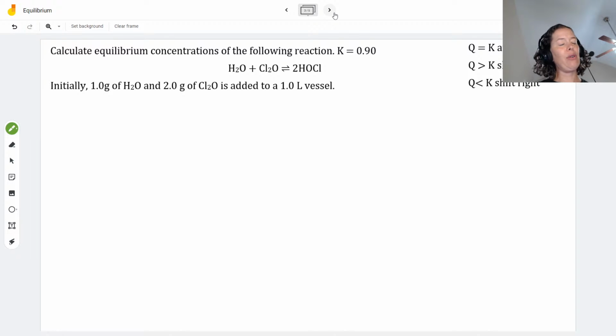So we want to calculate the equilibrium concentrations, and we are given initial amounts here. We are also given a K as well. All right, so there is our balanced chemical equation. Now, for concentration, we want to use molarity, and that means we need moles per liter, and we've got grams here. So actually the very first thing I'm going to do is convert these grams to moles and then convert it into molarity.